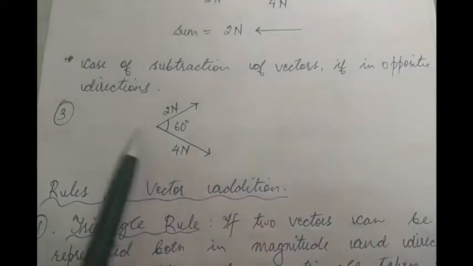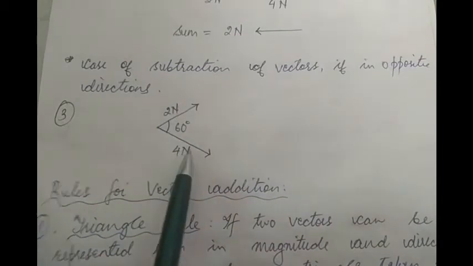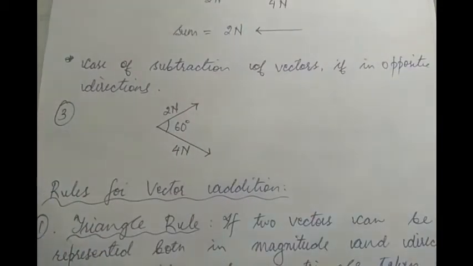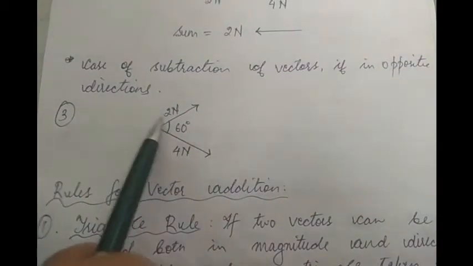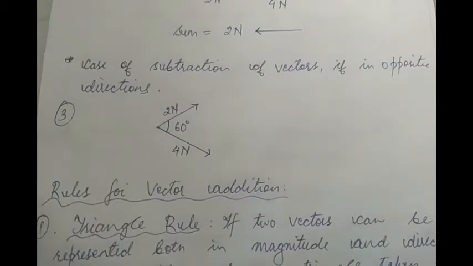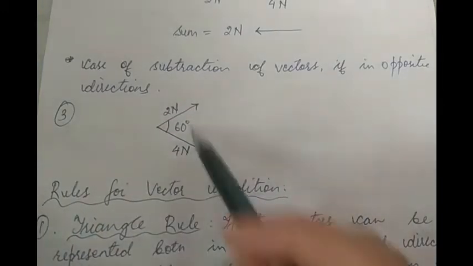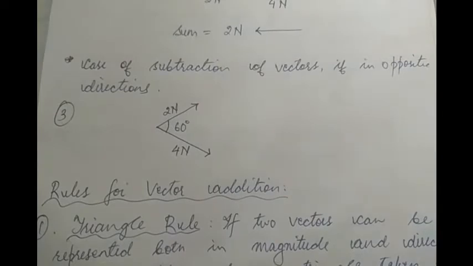Okay. But what if the case is something like this? We have two vectors inclined at a certain angle. The same two vectors of magnitudes 2 Newton and 4 Newton respectively, but they're inclined at an angle of 60 degrees. So what will be the case now? Will it be 6 Newton? Will it be 2 Newtons? Will it be 5 Newtons? Will it be 4 Newtons? Okay, what will the sum be?